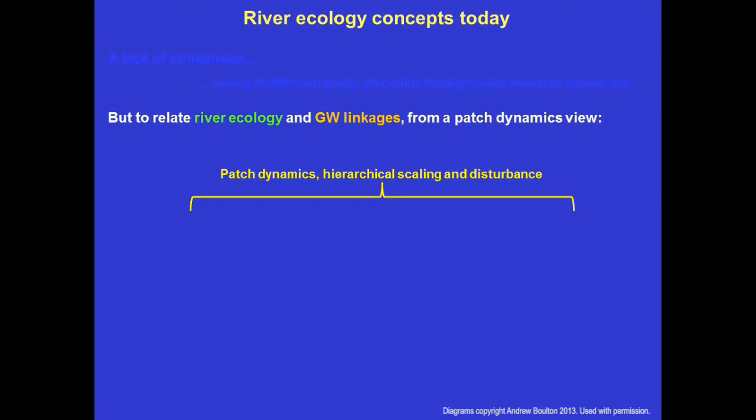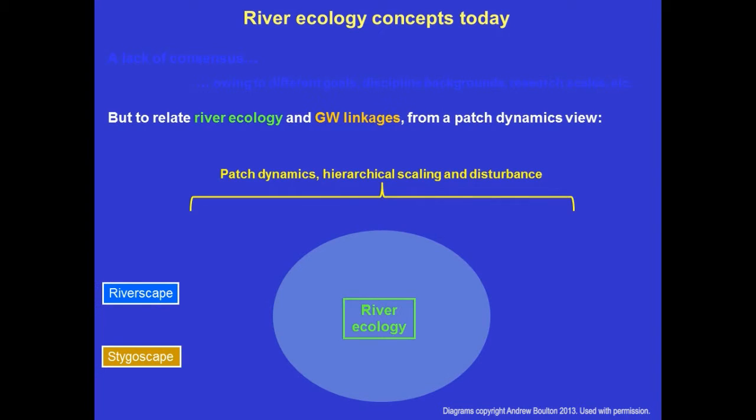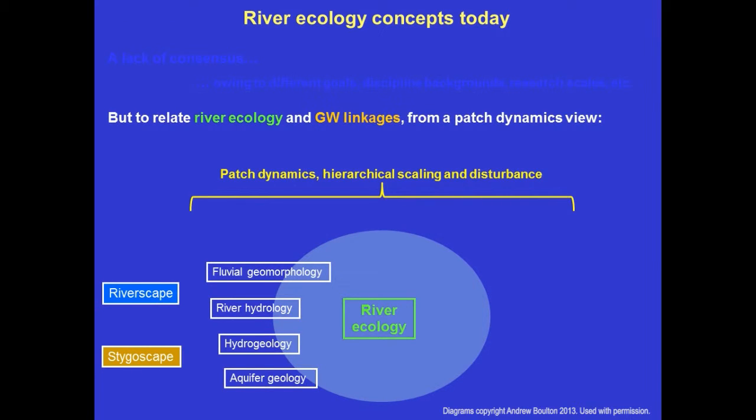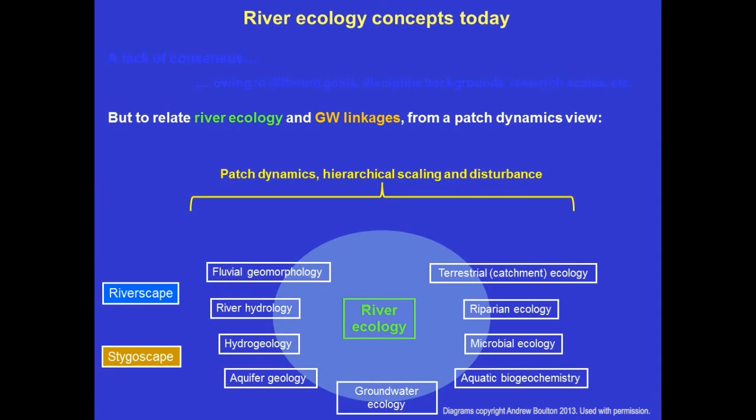Remember, the landscape ecology had this concept of patch dynamics, hierarchical scale and disturbance. And if we take the riverscape, the surface issues on one side, and the stygoscape, the kind of landscape below your feet, if you like, on the other, and we look at how this relates to river ecology, you've got a bunch of classical fields down one side, ranging from river fluvial geomorphology down to hydrogeology and aquifer geology. You've got a whole slew of different forms of ecology, from groundwater ecology up through biogeochem to terrestrial catchment ecology. And then most important is this idea of social ecological systems.